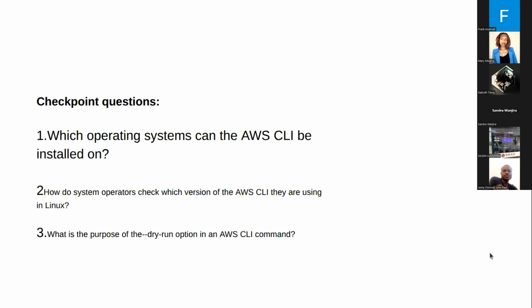So I think much of the AWS CLI was more practical in the installation, so I tried to summarize the notes. Maybe we can go through the checkpoint, see where we did not understand, and you can share what we can go deeper into. So the first question, I will read it. Which operating system can the AWS CLI be installed on? You can help me to check the chat for the answer to question number one.